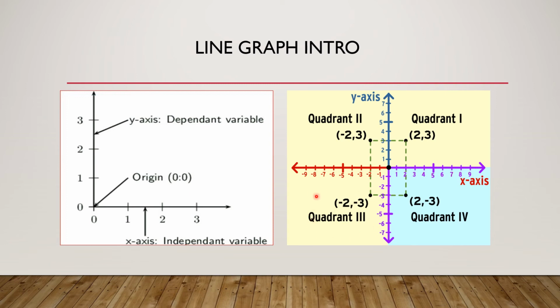For locating an ordered pair in quadrant number 3, both the values are given in negative form, -2 and -3. Similarly, for locating an ordered pair in quadrant number 4, the value of x is positive, but the value of y is negative. Move 2 steps in the positive x-axis direction and 3 steps in the downward direction on the y-axis.